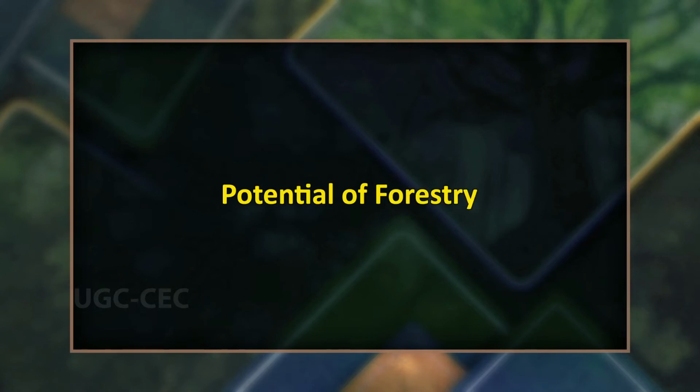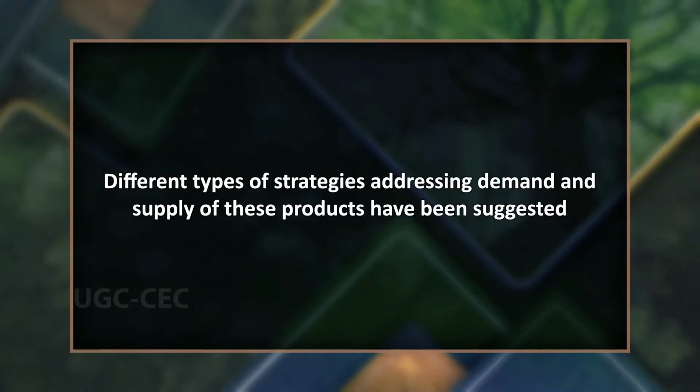Potential forestry. The discussion clearly points to a number of policy and implementation challenges in the forestry sector across the country. Strategies are suggested to address issues of forest degradation, climate change, and livelihood of local people. Gap in the demand and supply of forest products is one of the major reasons for forest degradation across most of the country. Different types of strategies addressing demand and supply of these products have been suggested. Similarly, strategies to address other drivers of degradation such as forest fires, encroachments, and weed infestation have been elaborated.